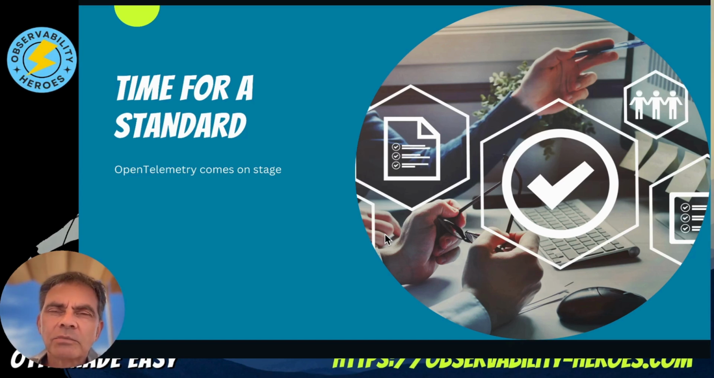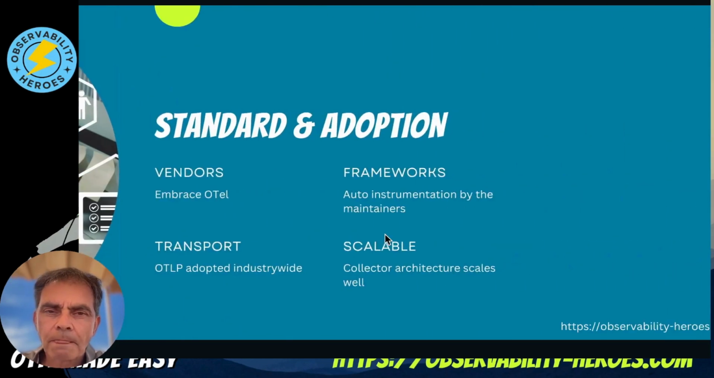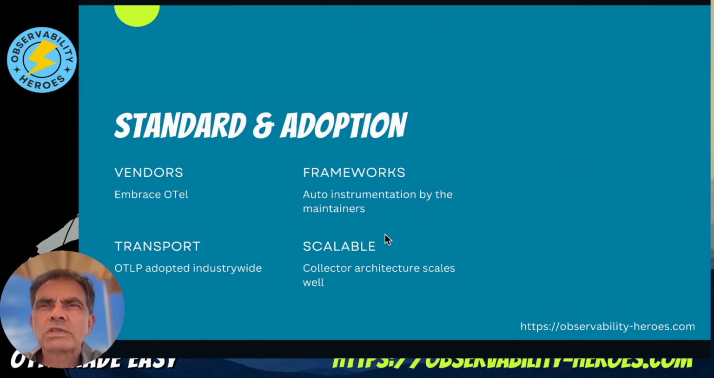So OpenTelemetry is changing that. If you'd like to know more about it, there is a video, "OpenTelemetry, a Game Changer", which also explains a little bit what OpenTelemetry does. I'm not going into that detail here. I'm looking at the vendor lock-in. So what's the way out of the vendor lock-in?